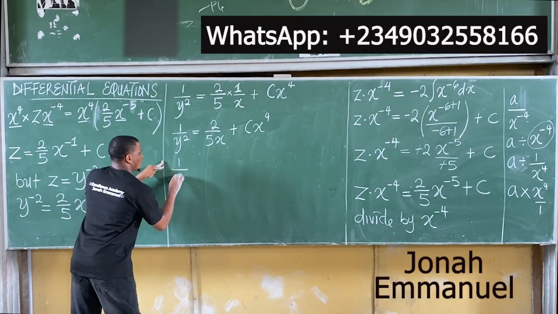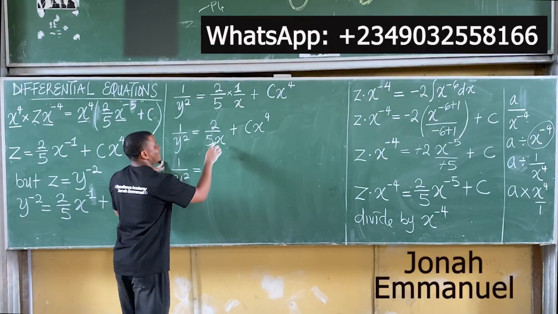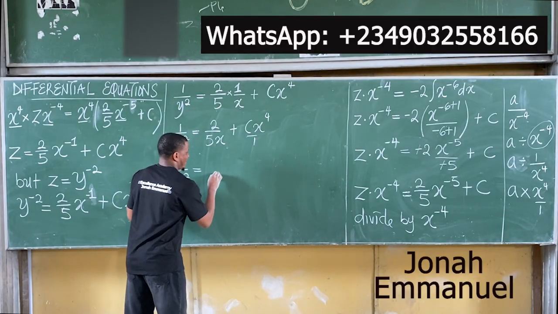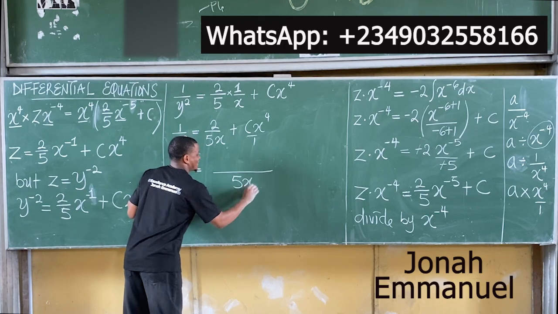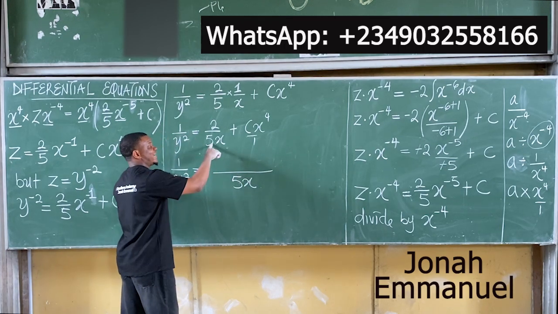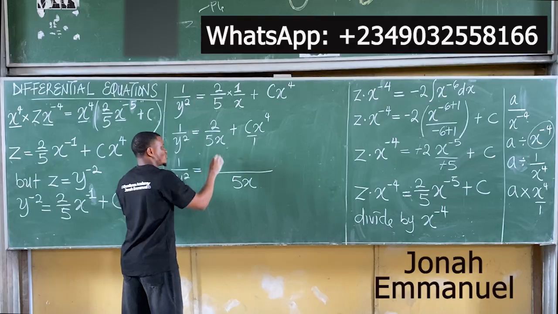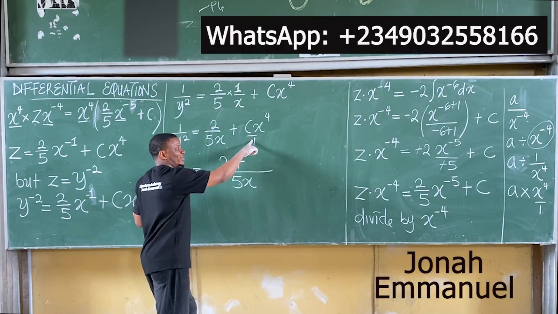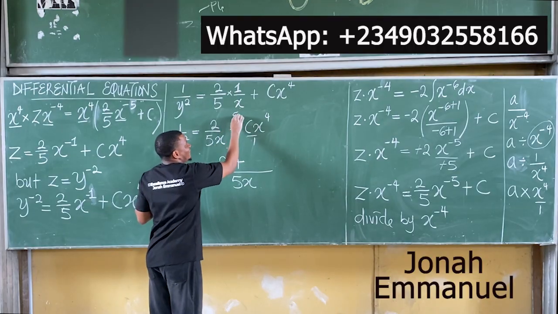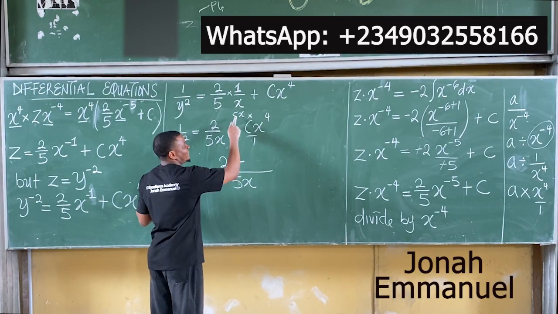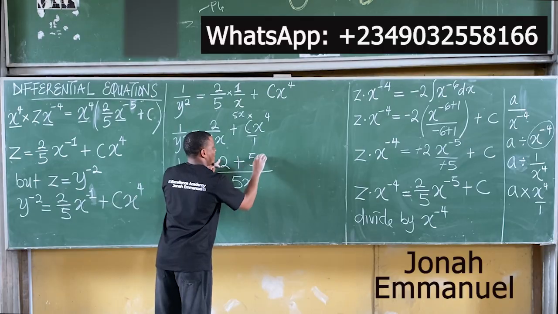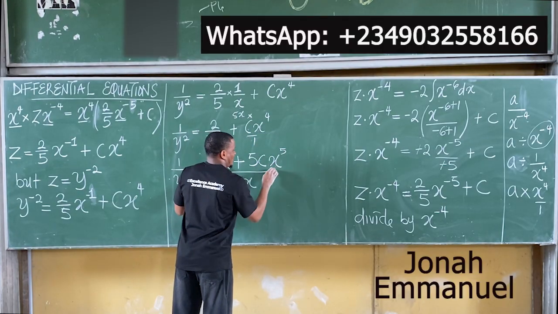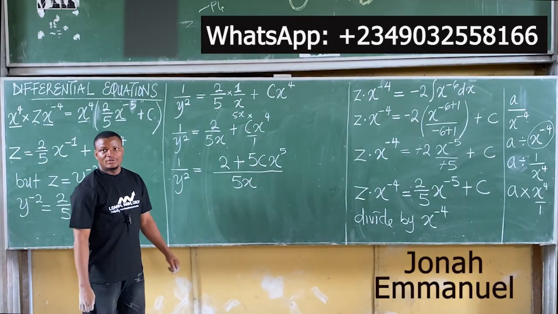I'm having 1 over y squared. How do I express this as a single fraction? Simple. Take LCM. This is all over 1. My LCM here is what there? 5x. 5x divides 5x. You have what there? 1. 1 times 2. 2 plus 5x divided by 1 gives you what there? 5x. 5x times this. 5 times c is 5c. X to the power x times x to the power 4 gives you what there? X to the power 5. This is now a single fraction.